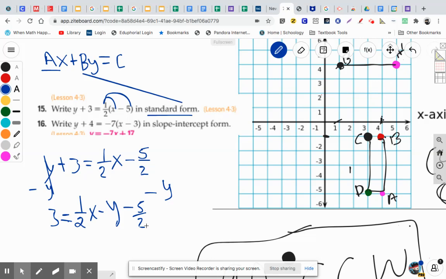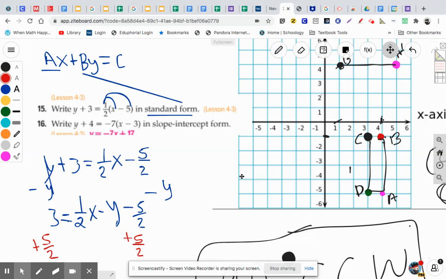All right. Now, the next thing I want to do is get rid of this 5/2. So I'm just going to add the opposite of 5/2, which is plus 5/2, and on this side, plus 5/2.